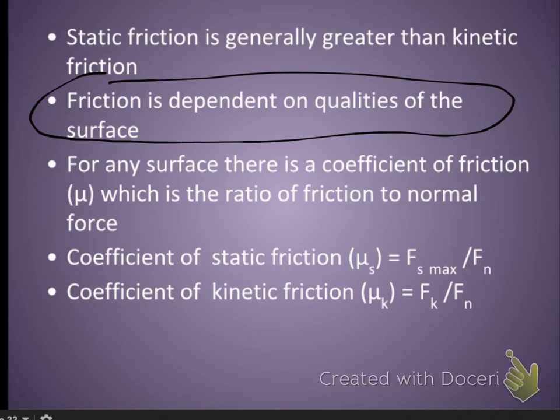The smoother the surface, the lower the friction. The more irregular, the rougher the surface, the higher the frictional coefficient. On a day with an ice storm, I will take a gravel road over a nice smooth blacktop anytime.